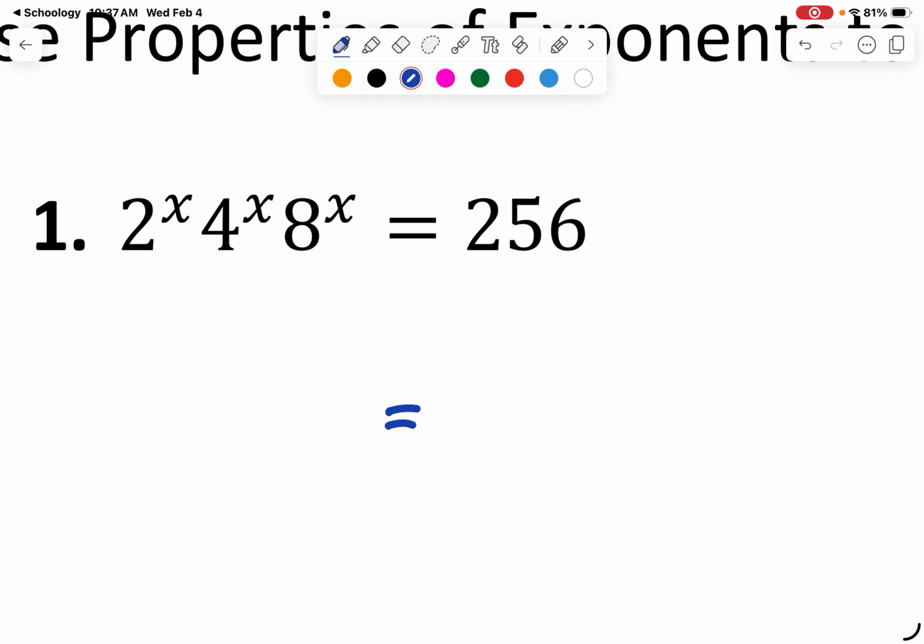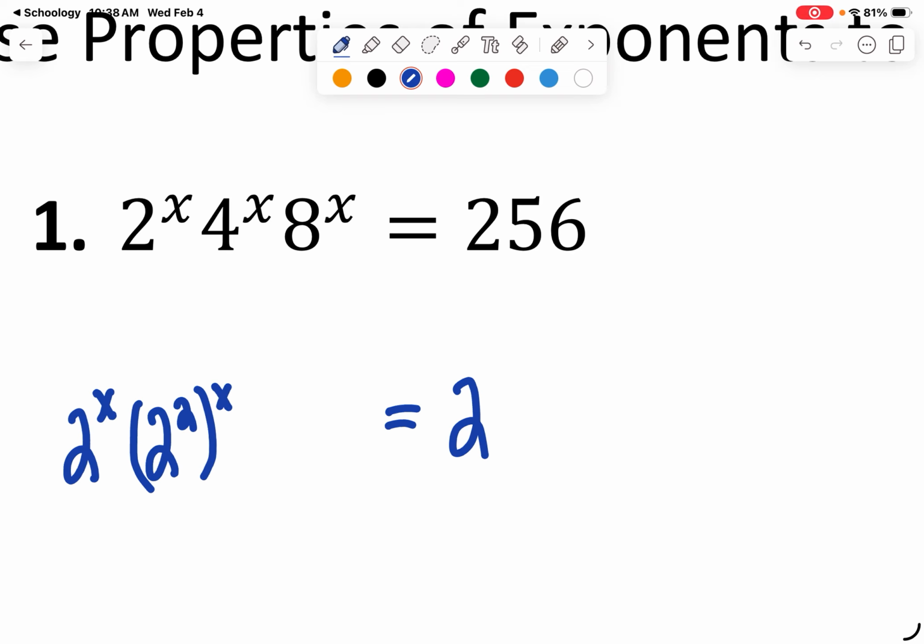All right, so I have to think of how I can do this. I have to know how I can rewrite them to have the same base. So I know 2, 4, and 8 can all be rewritten as a base of 2, so that's where my brain's going. And so I say, okay, then I can rewrite 256 as a base of 2 also. So I'm going to rewrite everything as a base of 2. 2 is already written as a base of 2. That's 2 to the x. 4 is 2 squared to the x. And then 8 is 2 cubed to the x power.